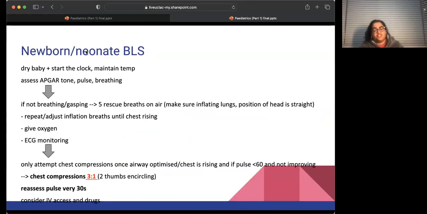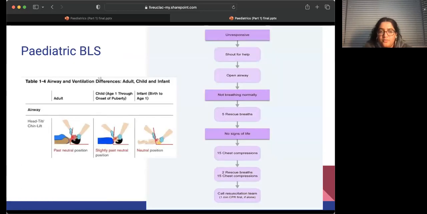And then really quickly, just going through BLS, because not everybody gets pediatric BLS training. I'm going to start with the normal pediatric one and then we'll briefly do neonates, because you'd never be expected to do neonates. I doubt you'd be expected to do pediatric BLS in an OSCE station, but it's worth knowing. It is similar to adults, but there are a few differences.